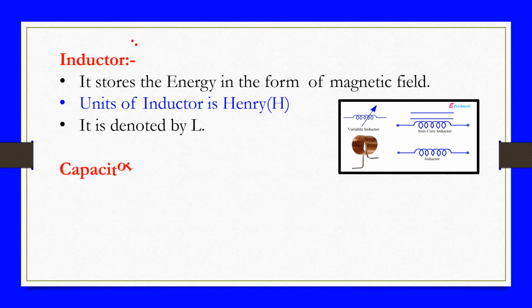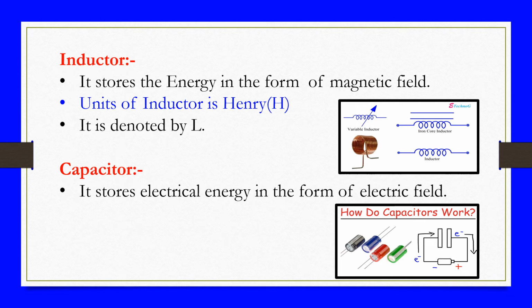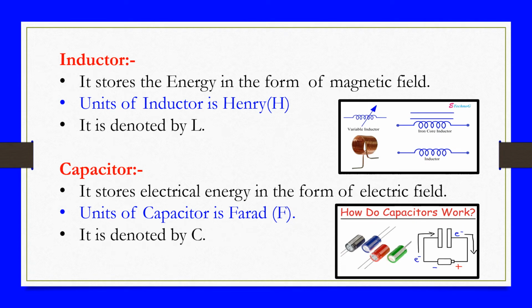What is a capacitor? Symbol of capacitor. It stores electrical energy in the form of an electric field. The unit of capacitor is farad. It is denoted by capital C.